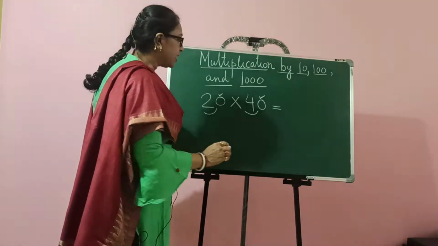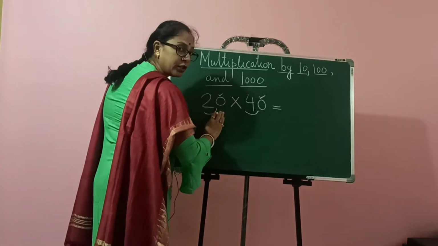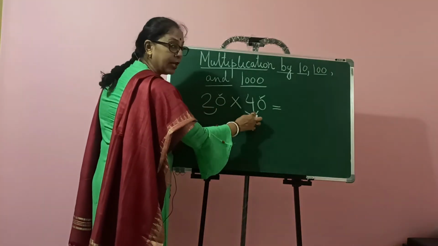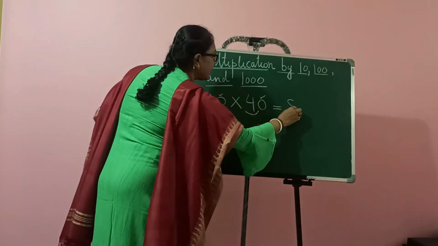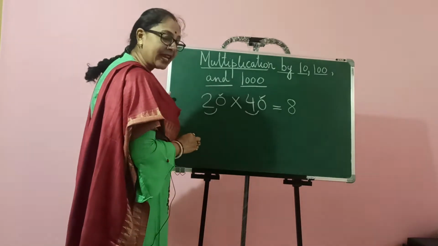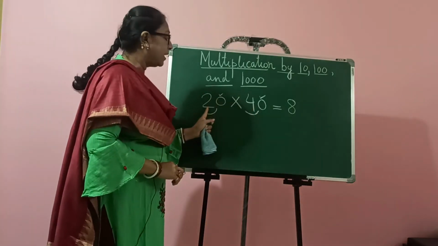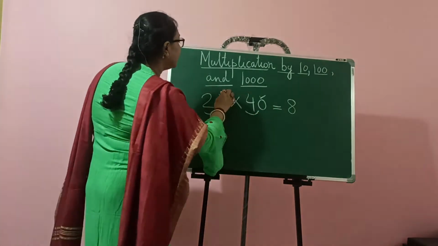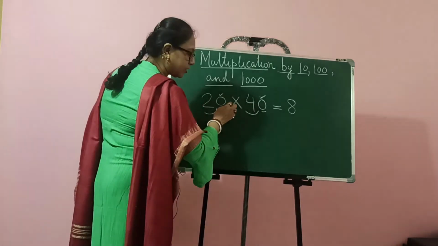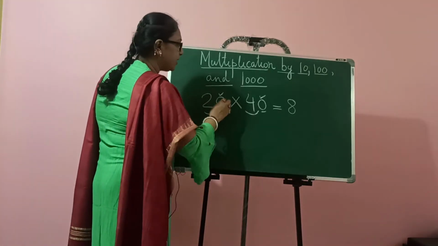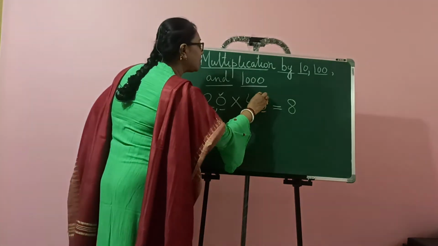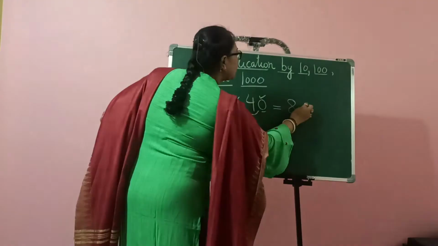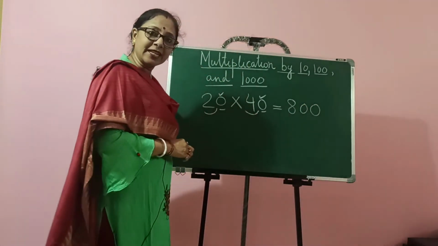So for the time being, we ignore the 2 zeros and multiply the non-zero digits, that is 2 into 4. So 2 4s are 8. And then after we have multiplied the non-zero digits and written the product, we just add the number of zeros. First factor has got 1 zero. The second factor also has 1 zero. So 1 plus 1, 2 zeros. We just add 2 zeros at the end.